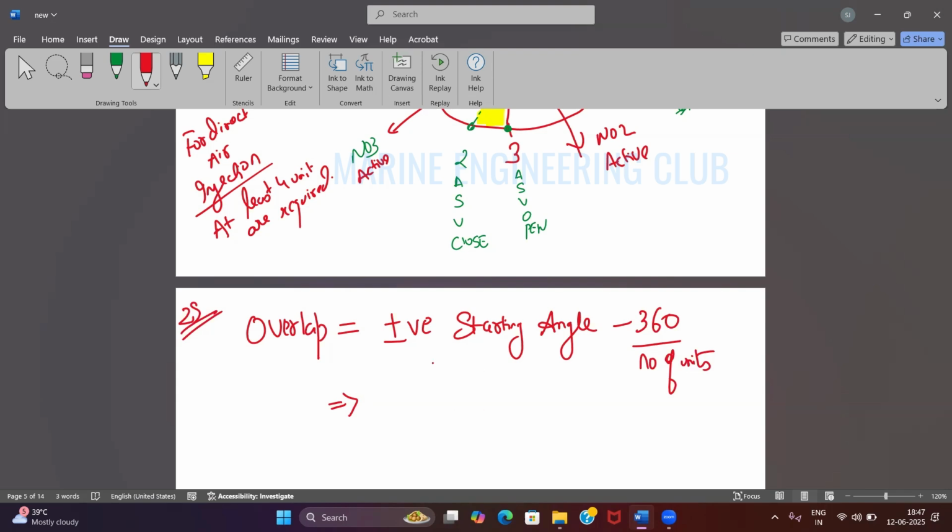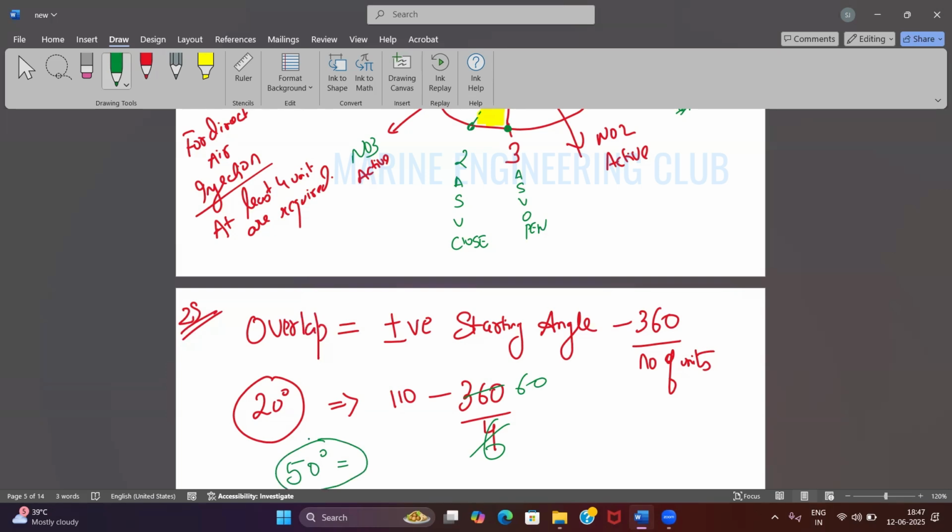In this case, suppose I am using the number of units as 4. So 110 is where I am closing it, right? Yes, sir. 110 minus 360 divided by the number of units, which is 4. How much overlap comes? 20. 20 degrees. Now if I increase the number of units, suppose to 6: 110 minus 60, how much overlap will be coming? 50 degrees. So as you increase the number of units, you understood that the overlap is also increasing.